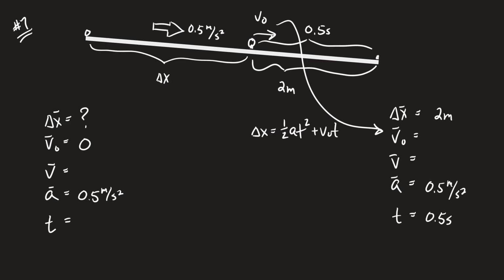So delta x is 2. And I didn't stop to take into account the direction and make sure everything has been taken care of. I should have, I just forgot. So I'm just going to make down the ramp positive, and that makes all of these things positive. Is that okay with you guys? So 2 equals 1/2 times 0.5 times 0.5 squared plus v naught times 0.5.